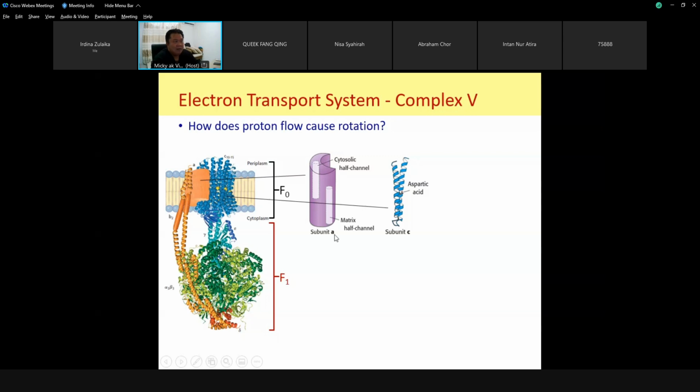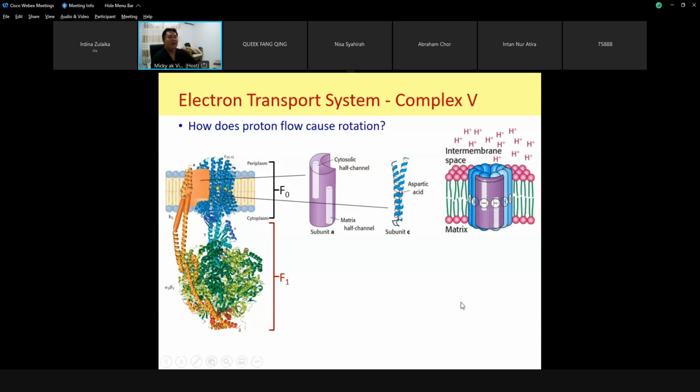This is the exit channel. So it enters here, turns, then it finds the exit channel and exits here. Once the hydrogen comes here, it will be free and go into the matrix. So this is from the intermembrane space, turn, then it goes back into the matrix. So the hydrogen is basically to drive the movement of the stalk. And when the stalk turns, the gamma turns. It has something inside, it will make changes in the alpha and the beta.